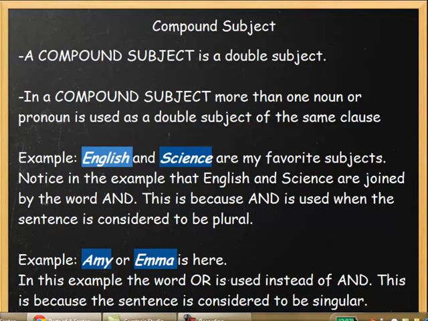Because it is joined by the word and, that makes the compound subject plural, which means it has to have a plural verb. In the second example, Amy or Emma is here. The conjunction is or, combining Amy and Emma. However, since it is a singular conjunction, it makes the subject singular, which means the verb would be singular.